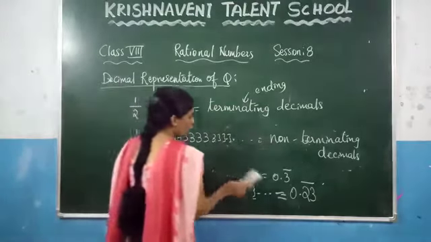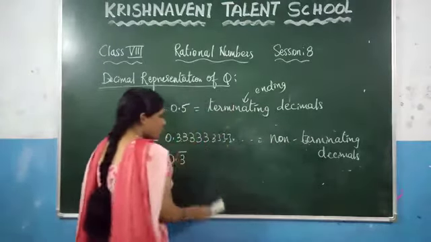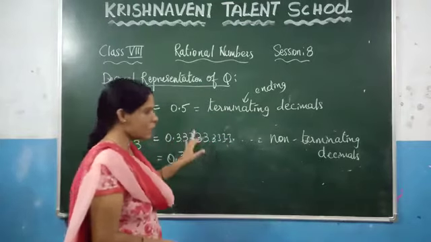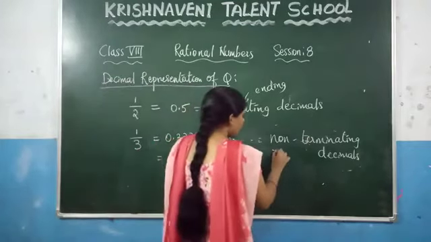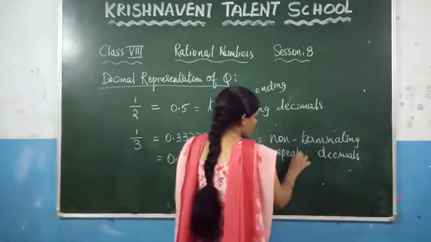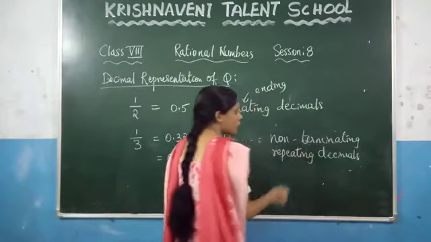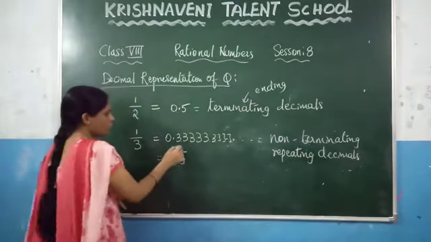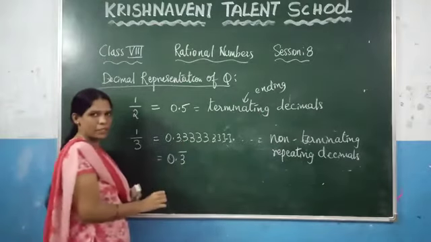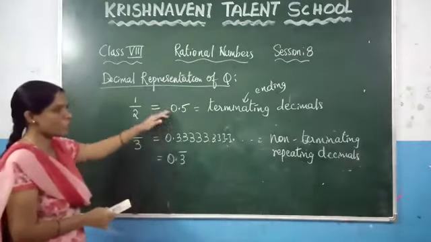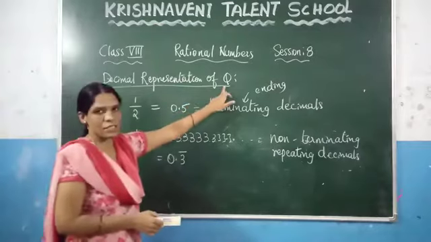For non-terminating decimals, what do we call these? Non-terminating repeating decimals, because here one number is repeating. These types of decimals we call irrational numbers.